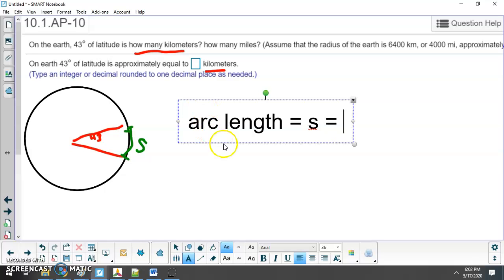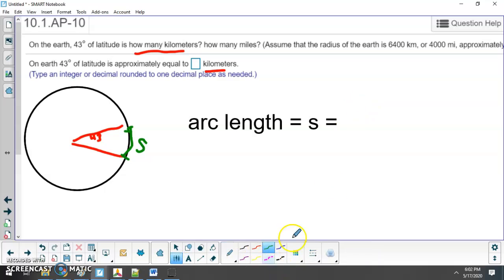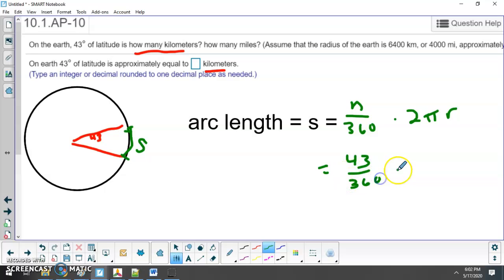Okay, you get arc length by taking the number of degrees, n, over 360 times 2 pi r. That's how you get arc length. And so really what you just got to do is 43 over 360 times 2 pi r. r is equal to the radius, which I didn't bother writing on here. But on the Earth, the radius of the Earth is 6,400. So we're multiplying this by 6,400 kilometers. Okay, so this is kilometers.